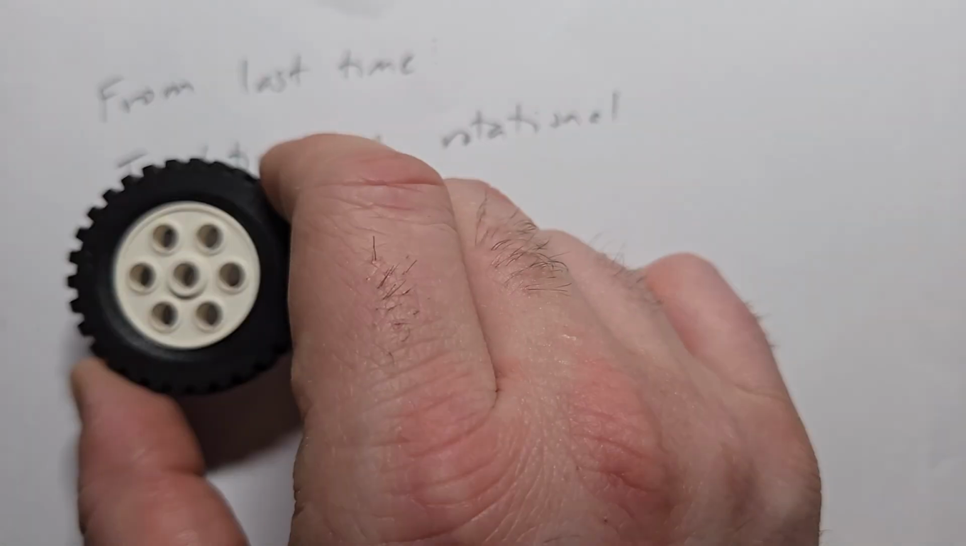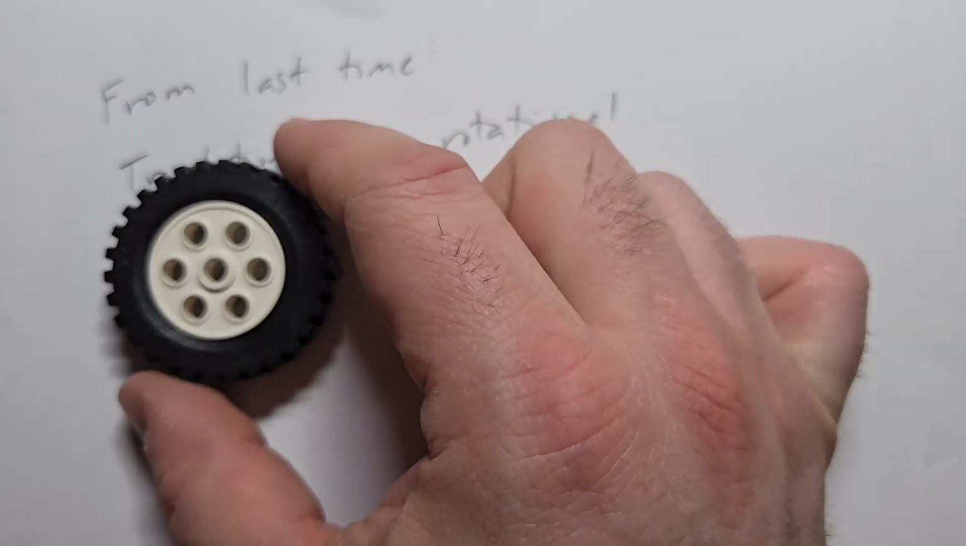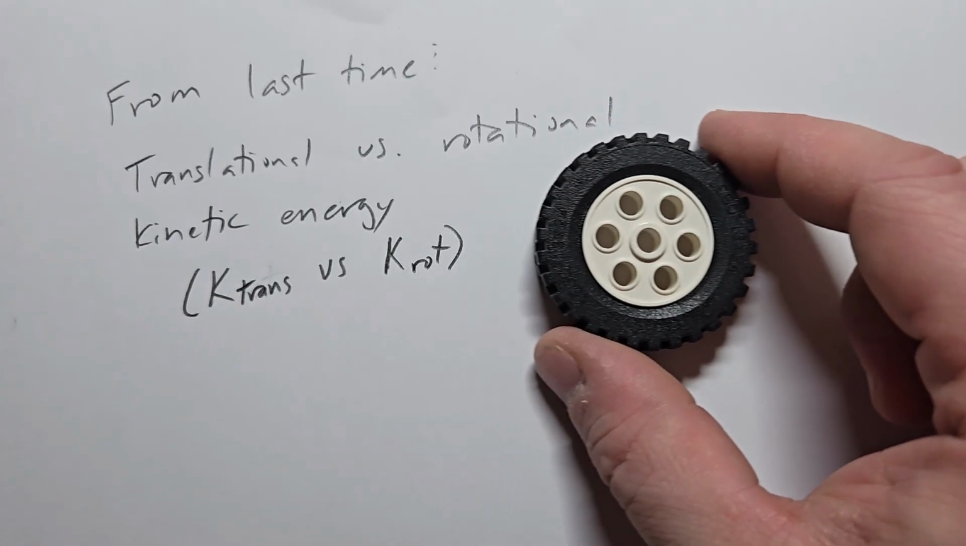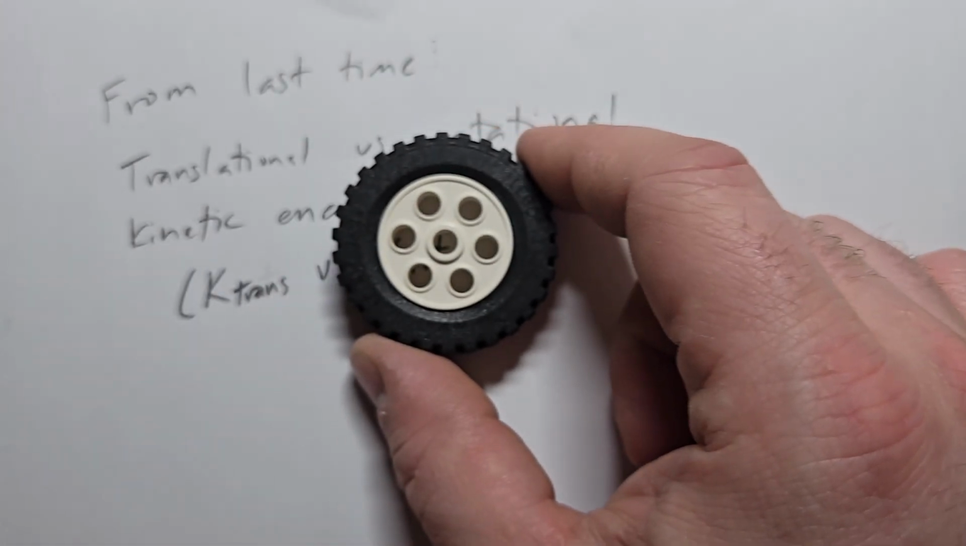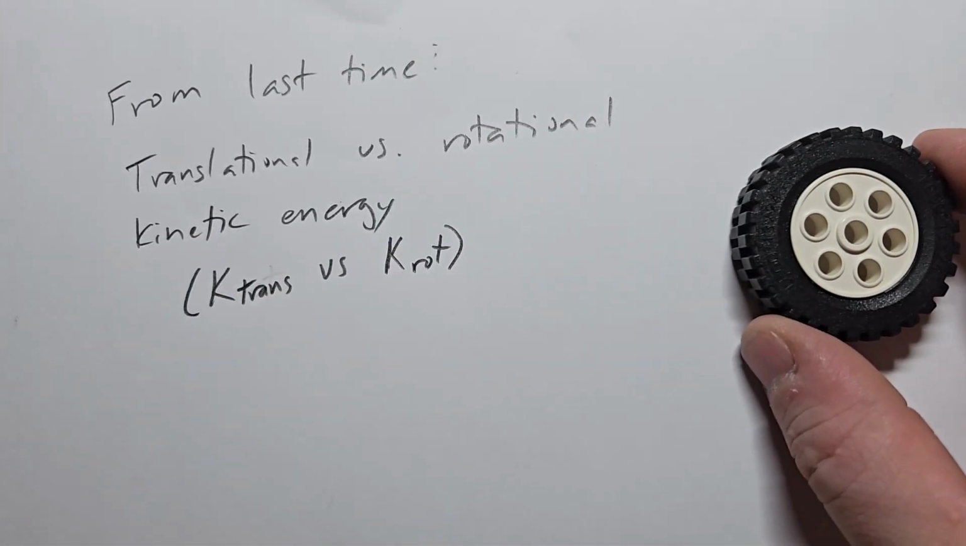Linear kinetic energy would be, for example, if I've got this wheel here and I just want it to move in a straight line, I would have to do some work on it. And if it's moving in a straight line like this, it would have kinetic energy equal to 1/2 mv squared.